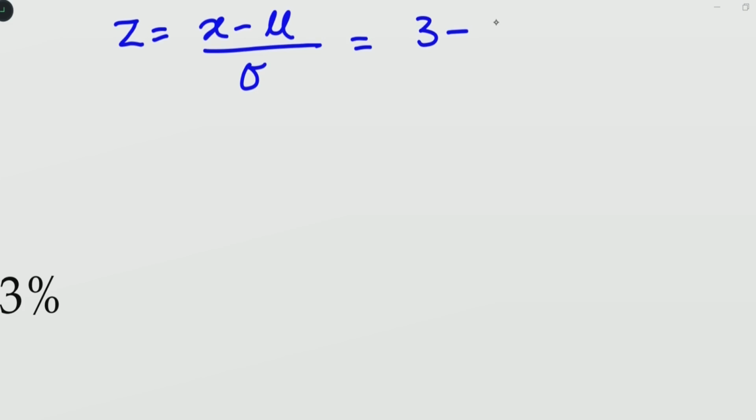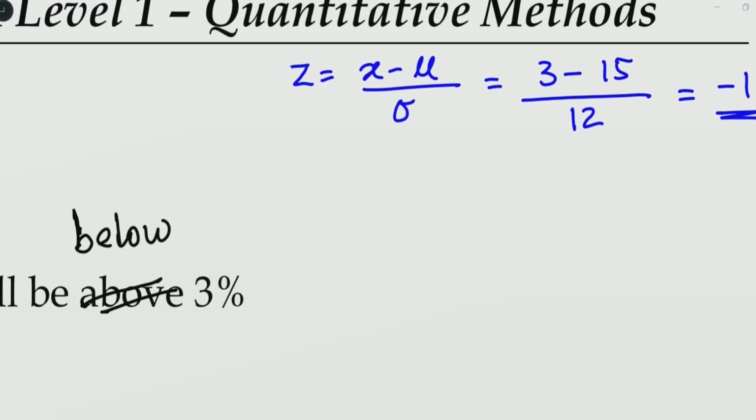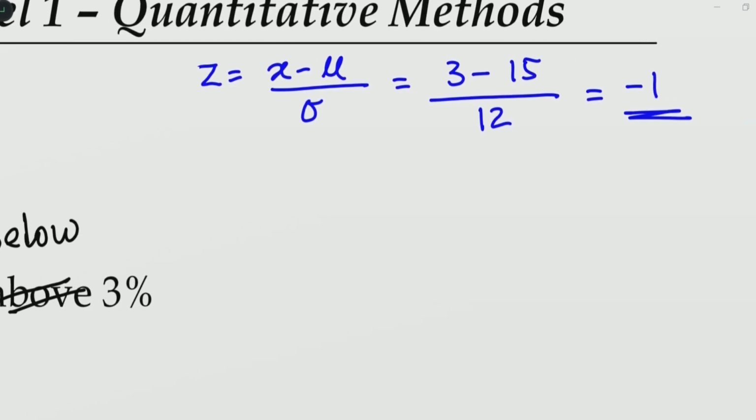So I will first write Z equals x minus mu divided by sigma. So that is 3 minus 15 divided by 12, right? 3 minus 15 will be minus 12. Minus 12 divided by 12 will be minus 1. We got a round figure over here, minus 1. And we have learned what will be the probability when Z value is minus 1.